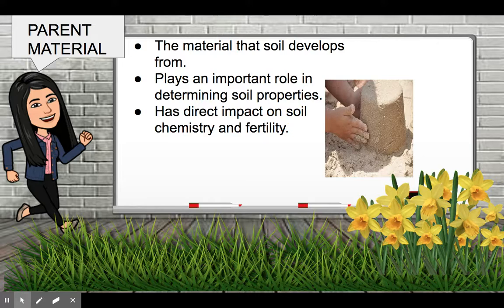Parent material is the material that soil develops from. This is very important in determining the properties of soil. It has direct impact on soil chemistry and fertility. For example, the parent material in that particular soil layer is sedimentary rock. So if the parent material is sedimentary rock, it's very likely that sand and some loose particles will be more prominent in that particular soil layer.